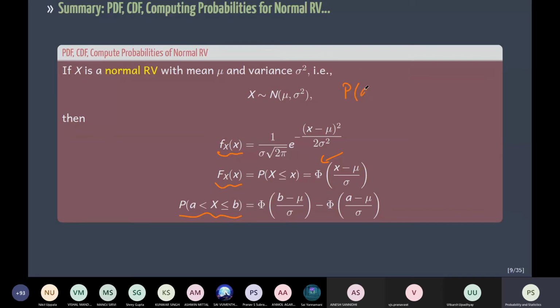Remember, the probability that a < X <= b is computed via the CDF: F_X(b) minus F_X(a). This is how the probability is given using the CDF, and this is what we have used here. So Phi of b will be b minus mu over sigma, and for Phi of a, in place of x you put a. This is how we will use these formulas to compute the probability. We will see some examples on this shortly.